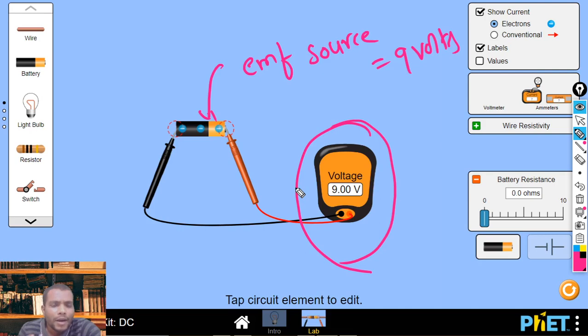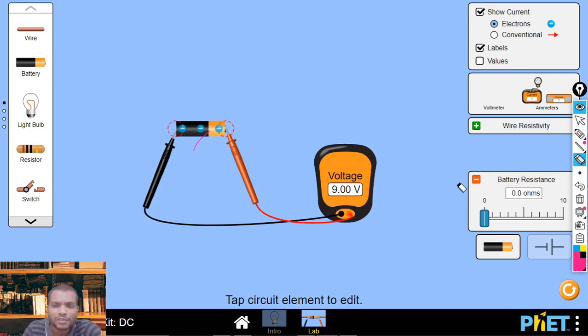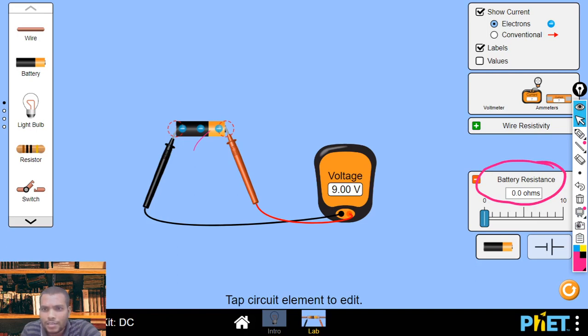So when no current is drawn from the circuit, or for an open circuit, the potential difference across the source is defined as the EMF of the source. EMF stands for electromotive force, but in reality it's not a force, it's the potential difference when no current is drawn. So here we define one more quantity, that is battery resistance or internal resistance. For a given cell, we can increase the internal resistance, so the internal resistance is also defined.